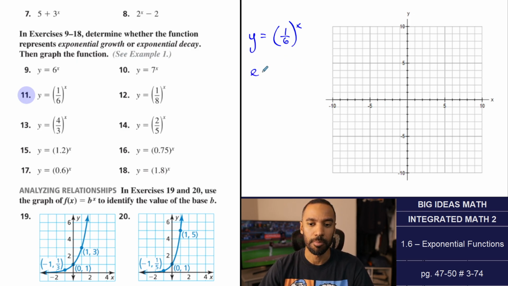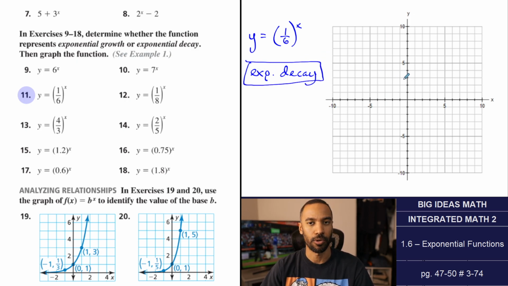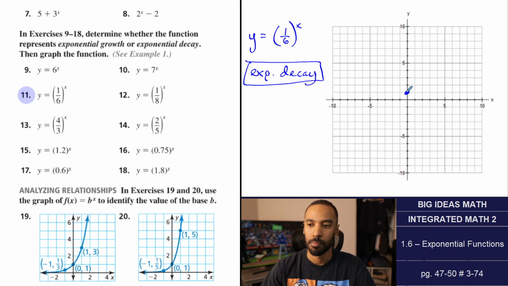Now, 1/6 is a number between 0 and 1. That makes this exponential decay. That means that as x increases, your y values get closer to the asymptote, closer to 0. The y-intercept is still 1, but now as x increases by 1, you multiply by 1/6, which becomes 1 over 6, and then 1 over 36 and shrinks. And then you divide by 1/6 going to the left. 1 divided by 1/6 is 1 times 6, which is 6.